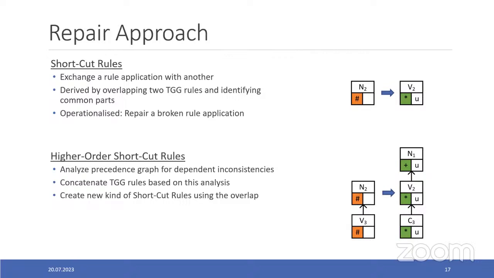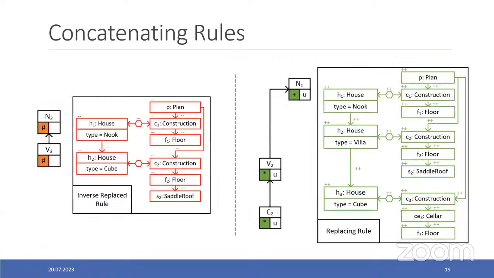At the same time, I also have information about where I want to repair to, so how I want to replace these broken rule applications. And I also have a cluster here. Our idea is then to take this information, build bigger TG rules, and again overlap them to create bigger shortcut rules and repair even more information than before. And for our example, what this means is that I have to build two rules.